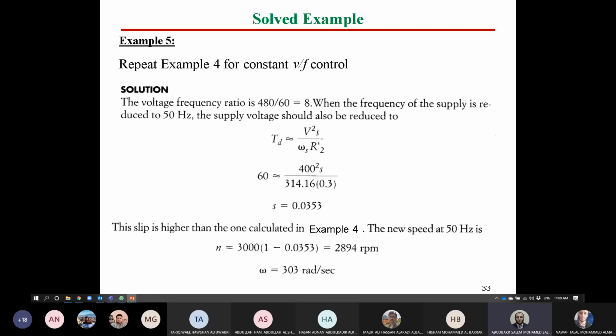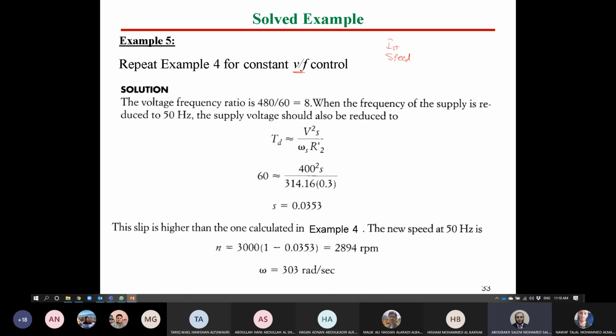If we now apply V over F control, we said that V over F is an efficient technique for speed control. So let's see together what will happen to the values we need if we apply V over F. Let's repeat example 4 for constant V over F. We need to calculate the starting current and also the motor speed. These are our targets: calculating starting current and speed.